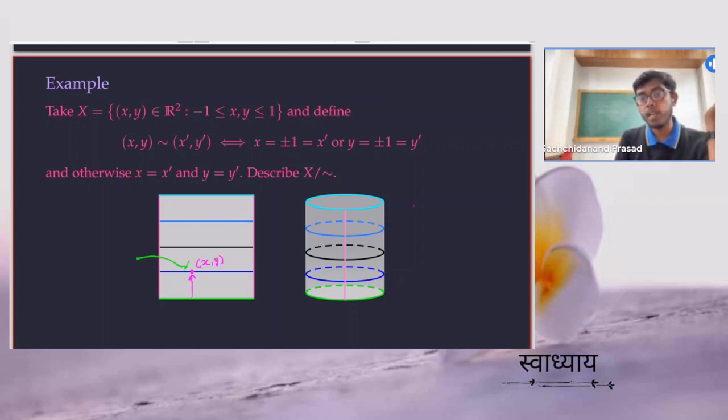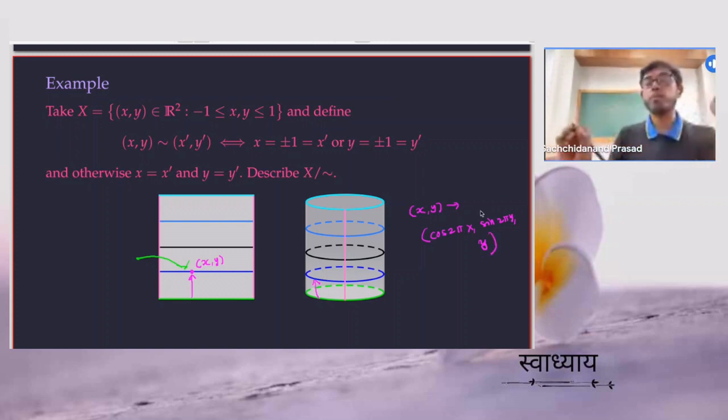So what I will be doing is sending this xy to the first two coordinates, which should be on the circle, so that's cosine 2 pi x and sine 2 pi x. And what would be the last coordinate? That's the height, that's precisely y. So my function maps (x, y) to cosine 2 pi x and sine 2 pi x on the circle. But which circle? The circle which is at a distance of y from the bottom. Okay, this is the map.